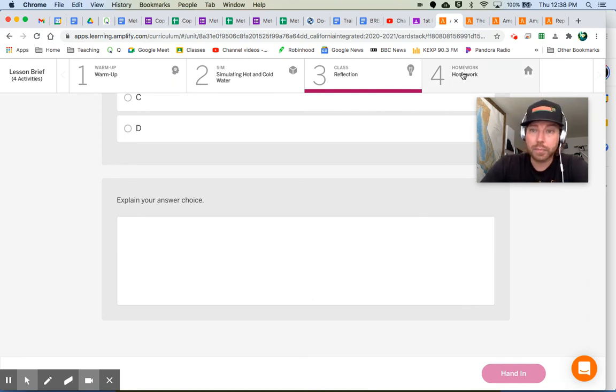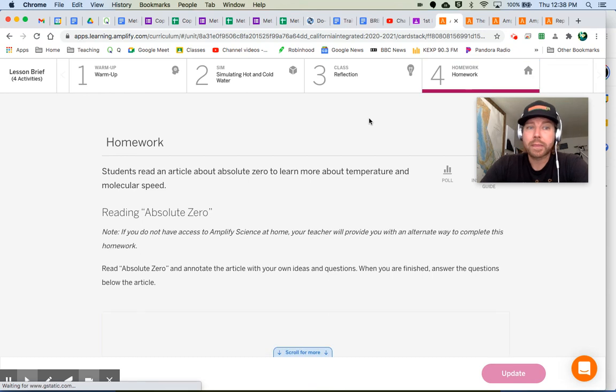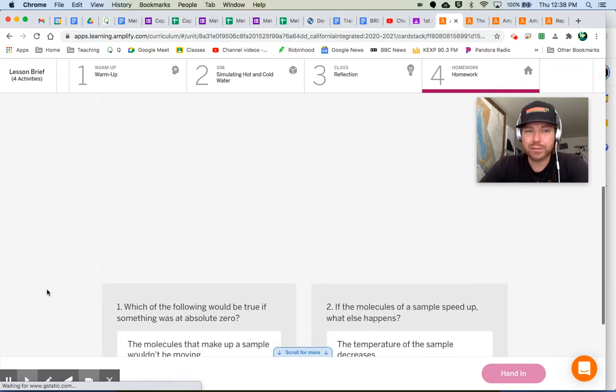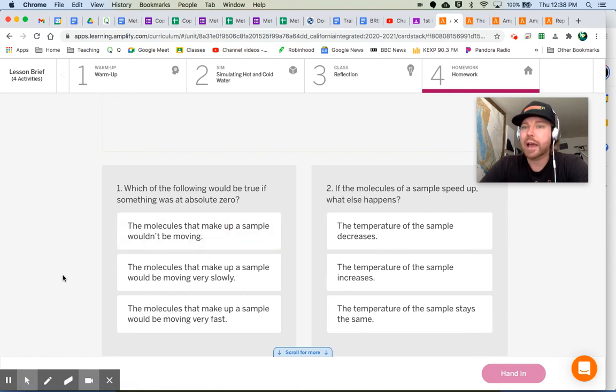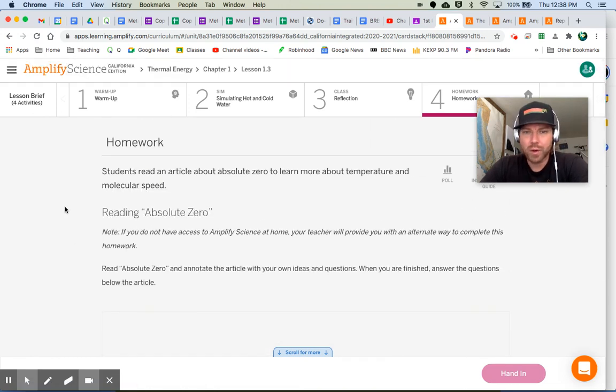But let me go ahead and point out the homework as well. The homework, you are doing a reading about absolute zero, and you're going to answer a couple questions after your reading. What is absolute zero? Sounds mysterious. Well, it's kind of cool. So do this reading, answer those questions, and then after that, hey, you are all done. We will see you next time.